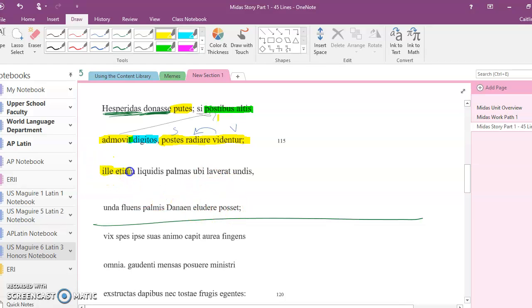That guy, even when he lavit, he had washed, what did he wash? The accusative, his palmas, with liquidis undis, the unda flowing over or from his palmis. What would the unda do? It would be able, complementary infinitive, to eludere what? To elude, to trick who? To trick the accusative, Danaen.